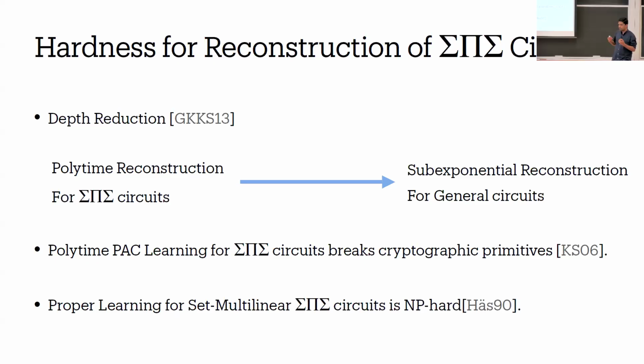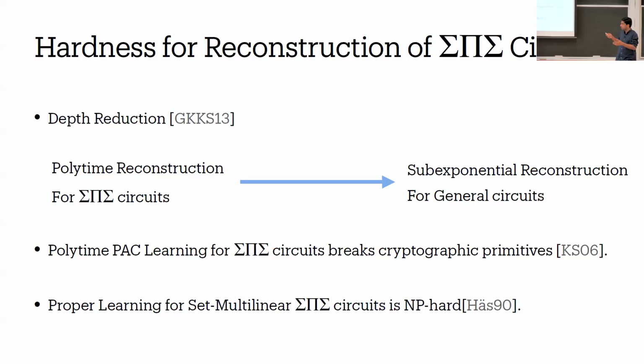Just to convince you that the problem is even more difficult for depth 3 circuits, we have depth reduction results, which basically show that any arithmetic circuit of poly size, you can shrink it to depth 3 with non-trivial blow up. And what it basically means is if you can do polytime reconstruction for just depth 3 circuits, you get sub-exponential reconstruction for general arithmetic circuits.